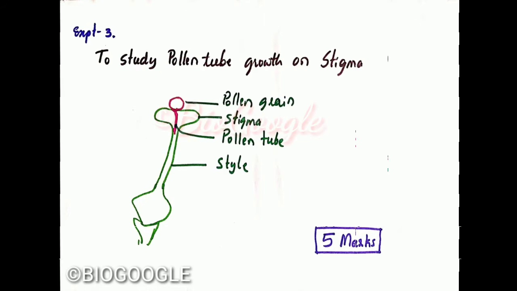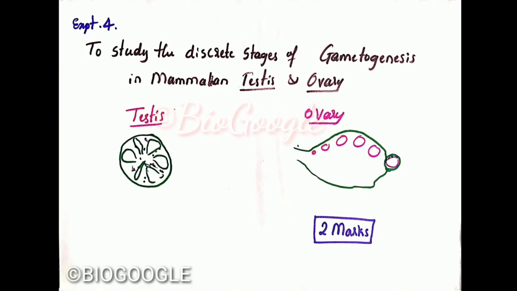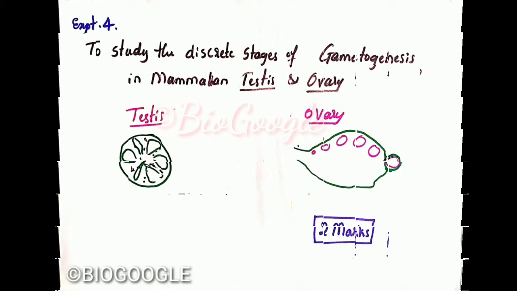Experiment number 4: to study the discrete stages of gametogenesis in a mammalian testis and ovary. With the help of slides or charts, we will study the transverse section of testis as well as the transverse section of the ovary. We may have a chart, photographs or diagrams. This will come in the identification part, that may carry 2 marks, one for identification, one for writing the characteristics.